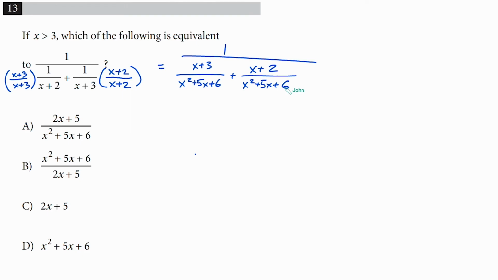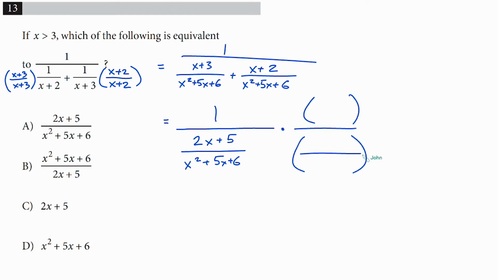We'll add these fractions in the denominator to get 1 over (2x + 5)/(x² + 5x + 6). Then multiplying the top and bottom by the reciprocal of the denominator gives us (x² + 5x + 6) divided by (2x + 5), which is B.